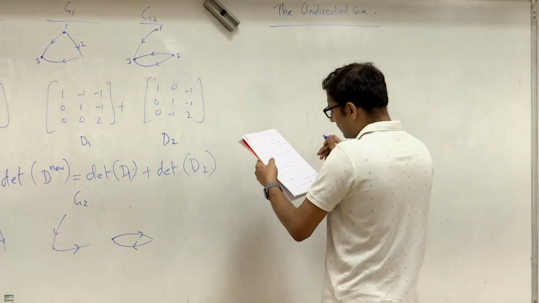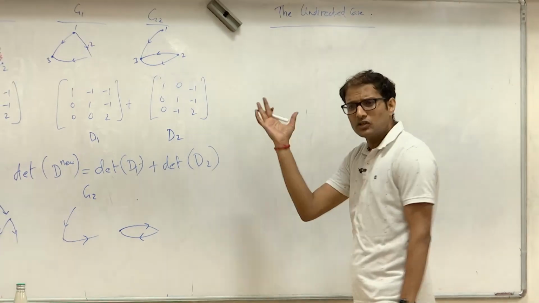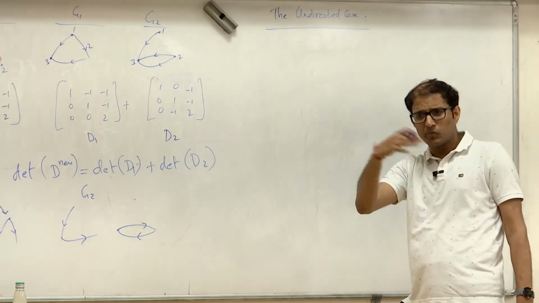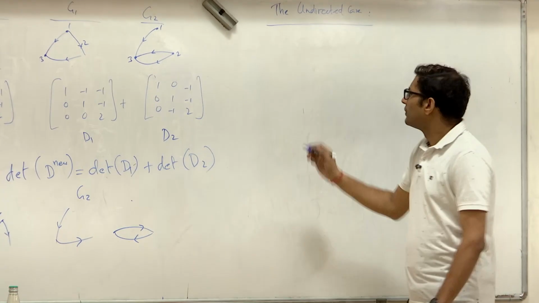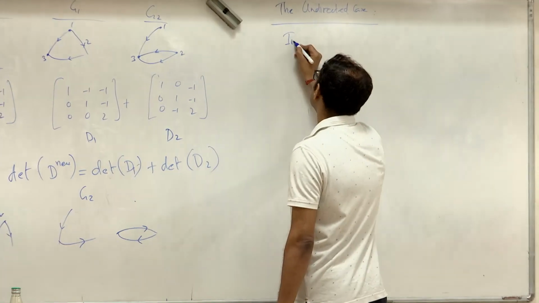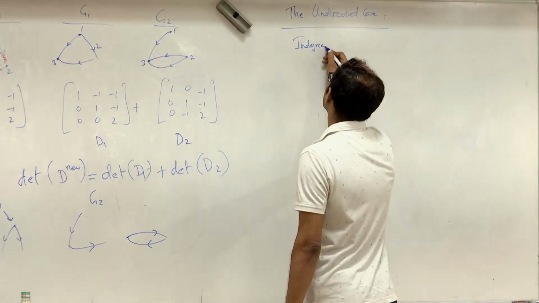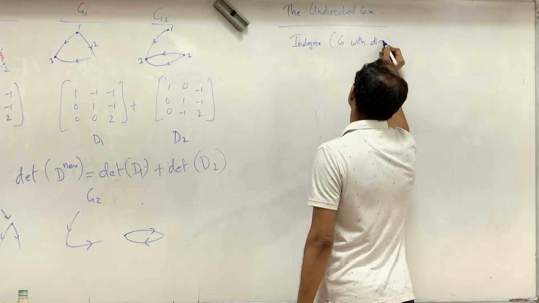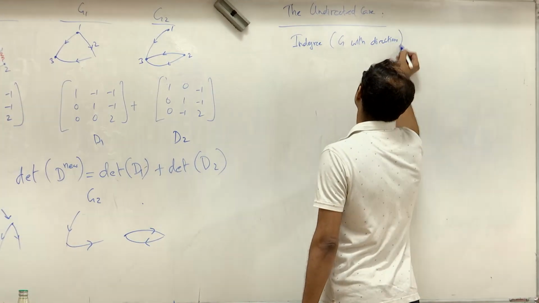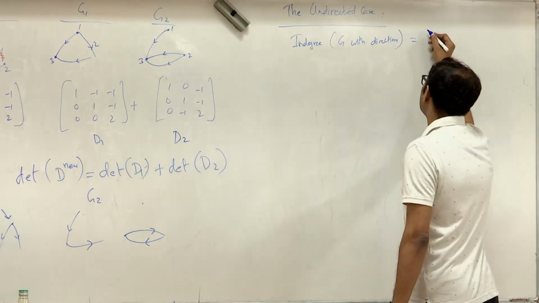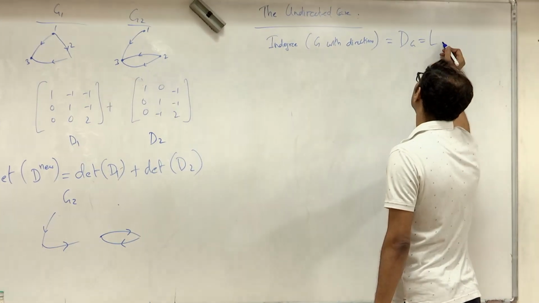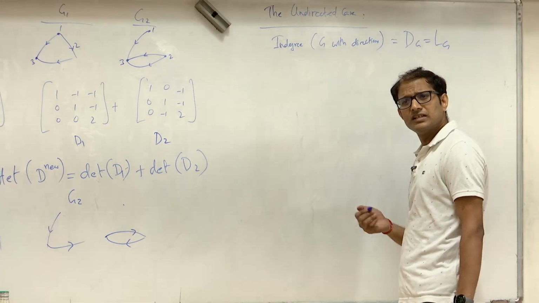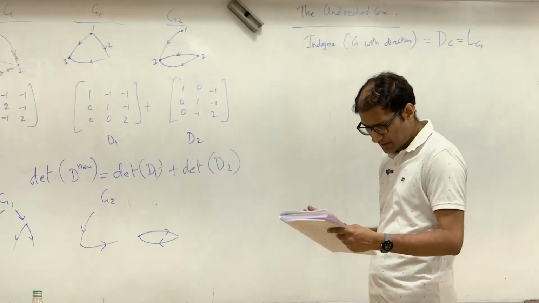Right, and the idea is that in the undirected case, what you do is that you bidirect all the edges. Right, you put directions both ways. So what you have is the in-degree matrix of G with directions directed both ways. That's exactly equal to the Laplacian of the graph G, as we discussed at the very beginning.